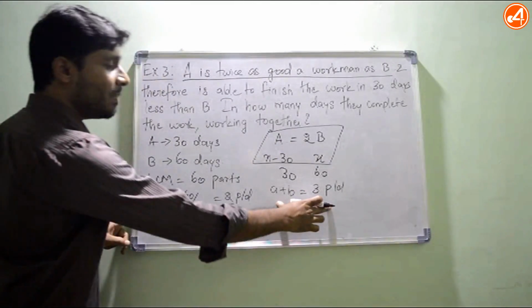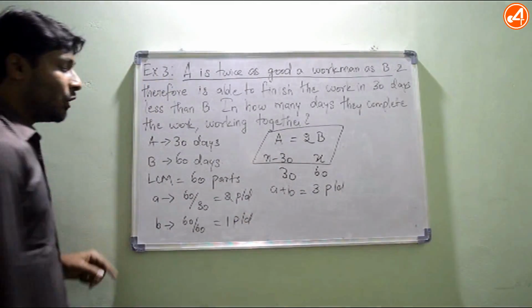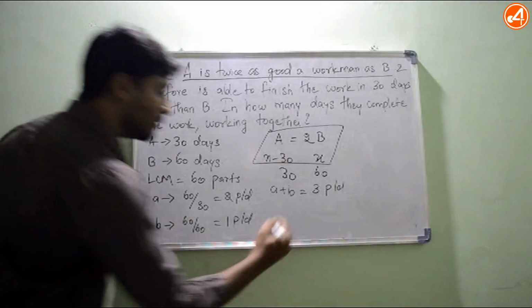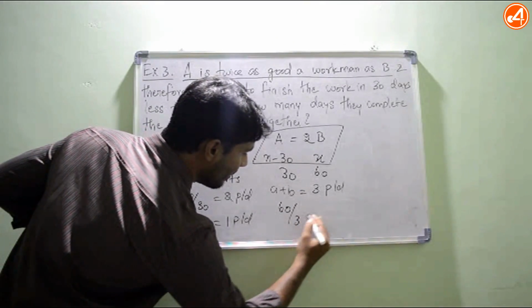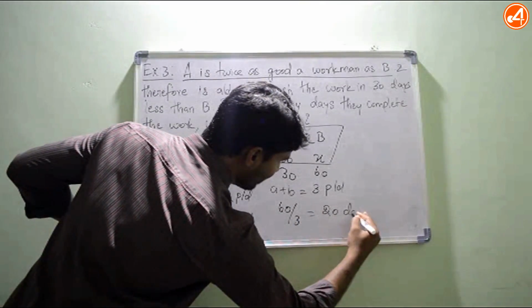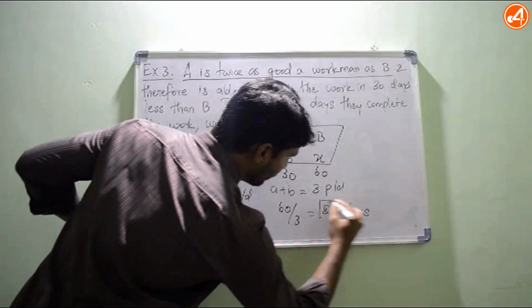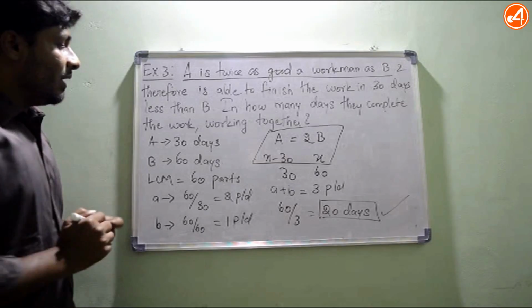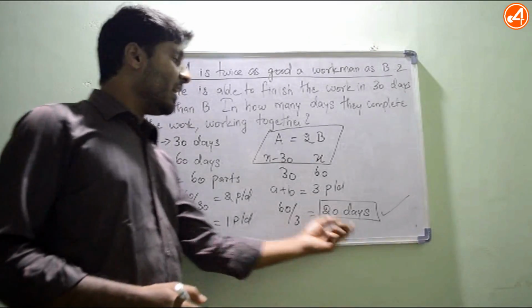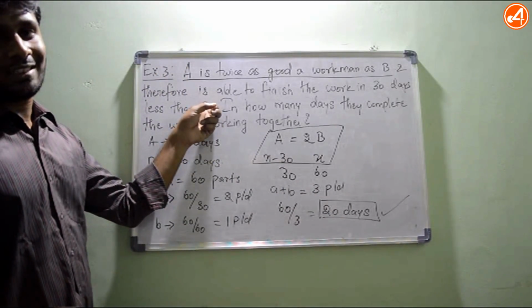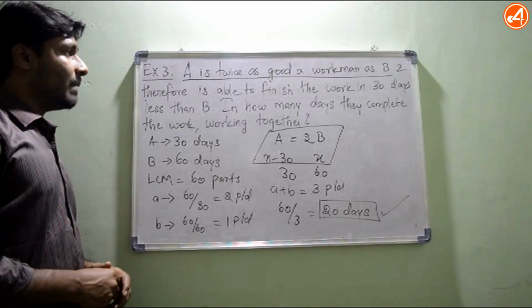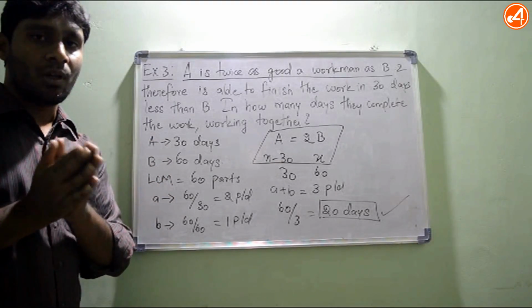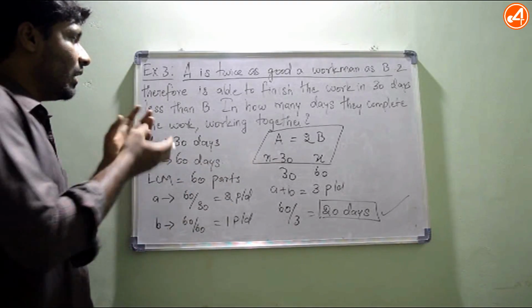So this is the efficiency of A and B working together, and again my total work is 60 parts. So 60 divided by 3, the answer is 20 days. That's it. And this is the answer of this question. Got it? They actually need 20 days if they work together. That's it. And again, I just have to make a very small change in the question.